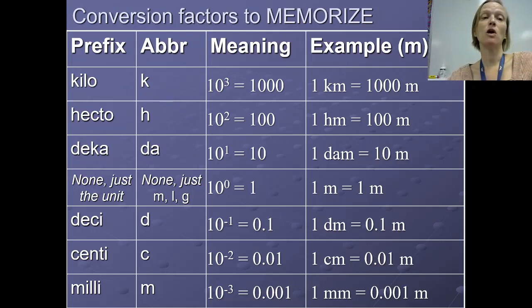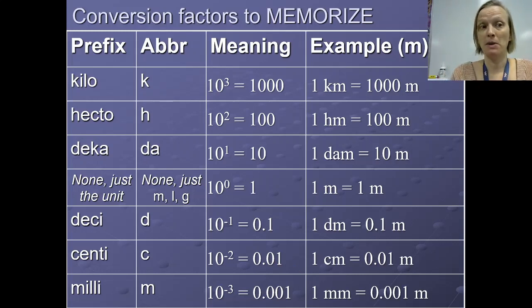The kilo prefix always means that you have 1,000 of something. The hecto prefix always means that you have 100 of the unit. Deca means that you have 10 of the unit. If you have no prefix, then you just have the unit itself. You just have one of them. Deci means you have 0.1 of the main unit. Centi means you have 0.01 of the unit. And milli means you have 0.001 of the base unit.